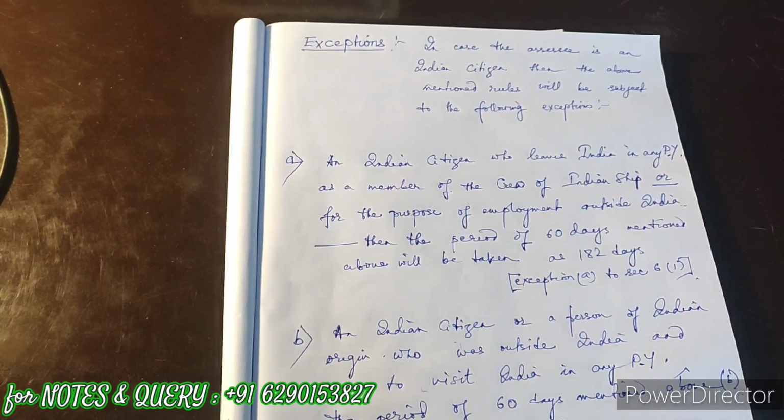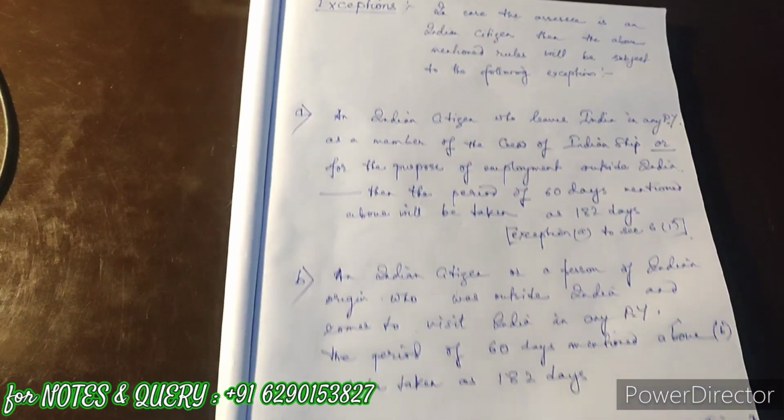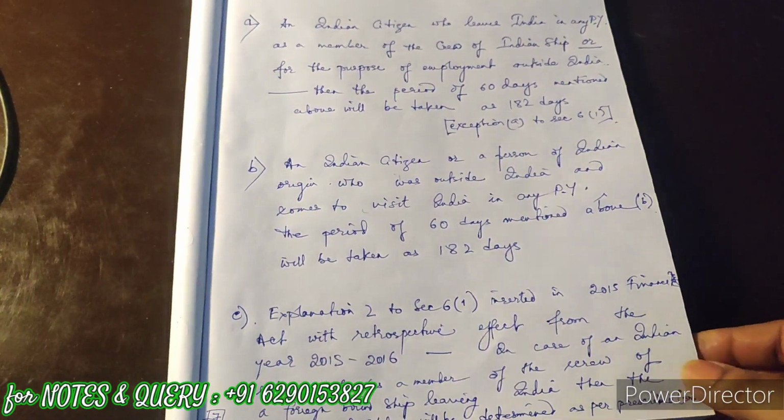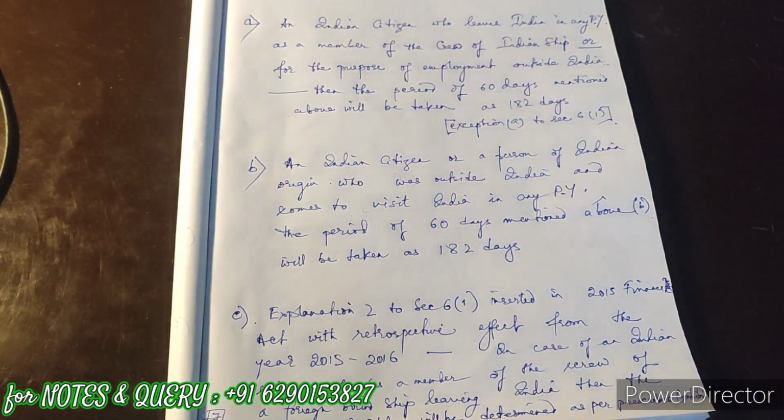Okay, then the period of 60 days that is mentioned in the first condition of section 6(1) will be taken as 182 days. Okay, now we come to the second exception. The second exception is an Indian citizen or a person of Indian origin who was outside India and comes to visit India in any previous year.